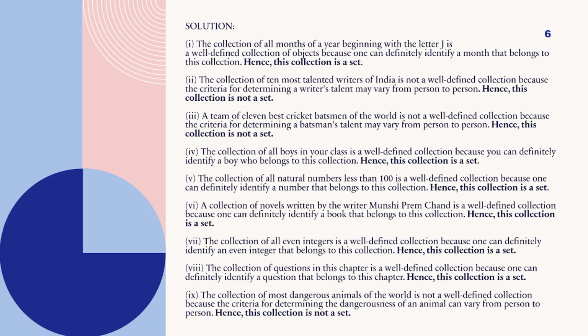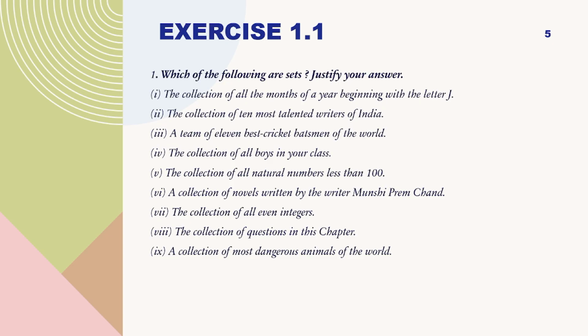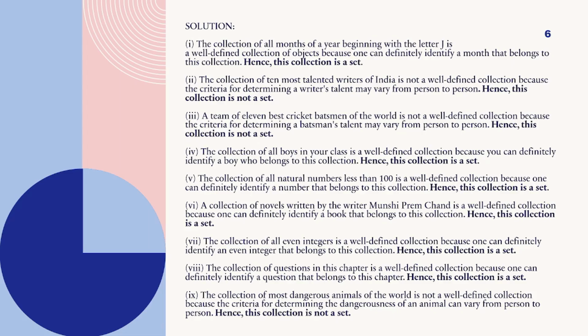Hope you understood. Now let's see the third question. A team of 11 best cricketers, batsmen of the world. This is also not a set because it is similar to the previous question. Talent may vary from your favorite cricketer to our favorite cricketer, or if you compare any two cricketers or batsmen, it may vary from one person to another. So we say that it is not a collection and not a set.